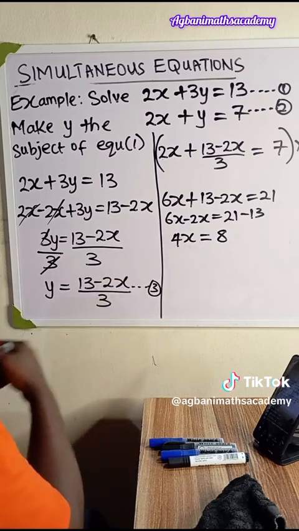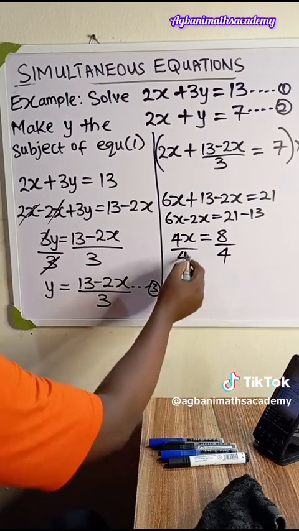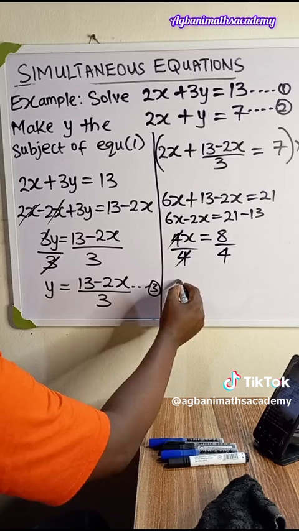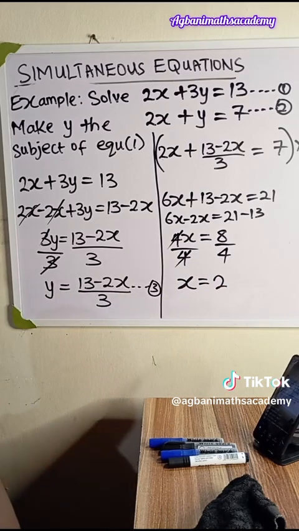So 4x is equal to 8. So dividing both sides by 4. So 4 is going to cancel out 4. We have x is equal to 2. Thank you for the correction.